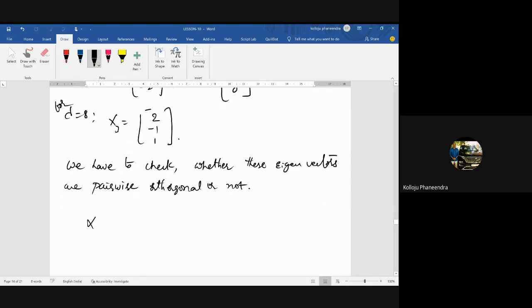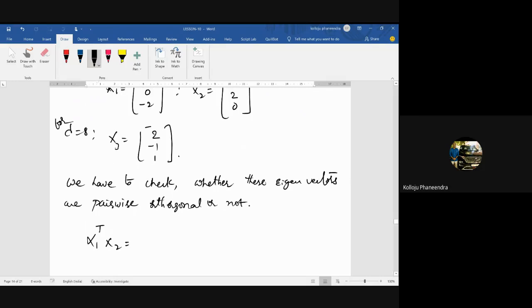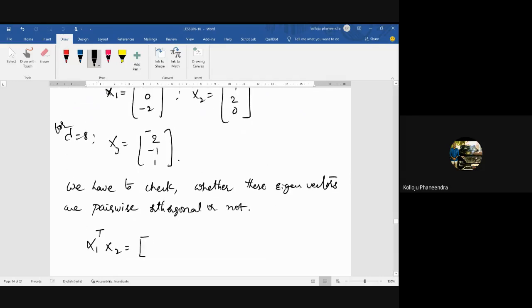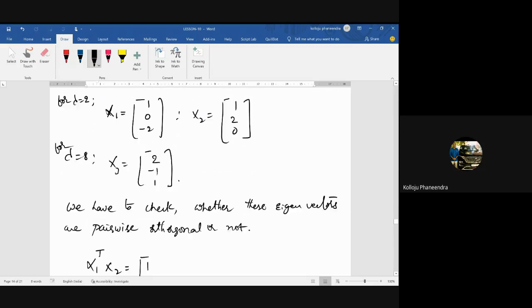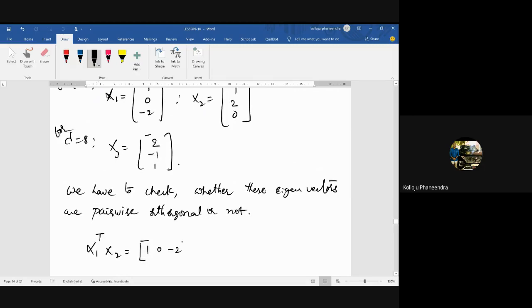I told you x1 transpose into x2. So what is x1 transpose? It becomes the row matrix 1 0 minus 2, and this is 1 2 0. If I multiply this, 1, this is 0, this is also 0. So 1 not equal to 0. That means x1 and x2 are not pairwise orthogonal.